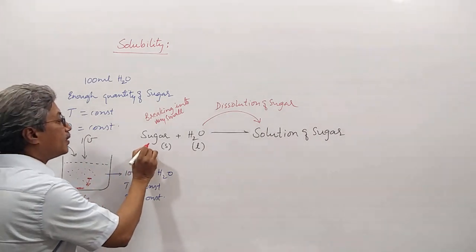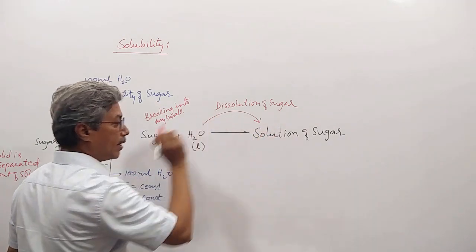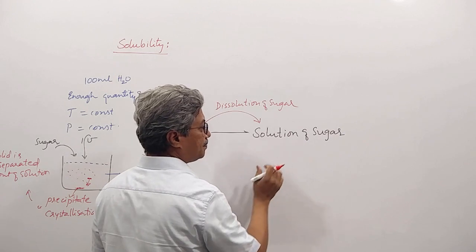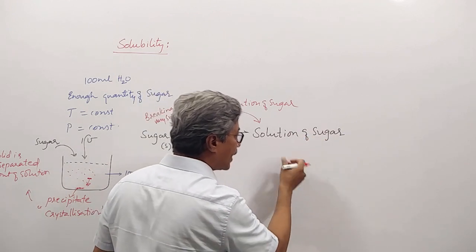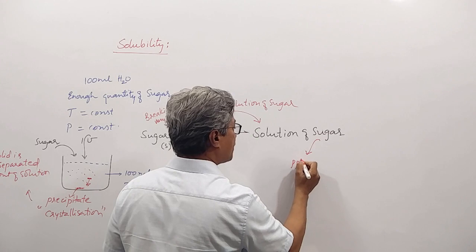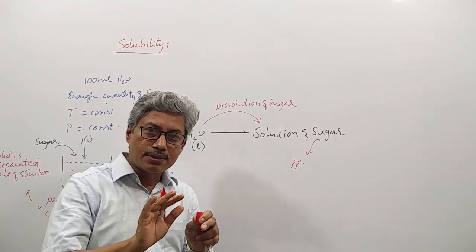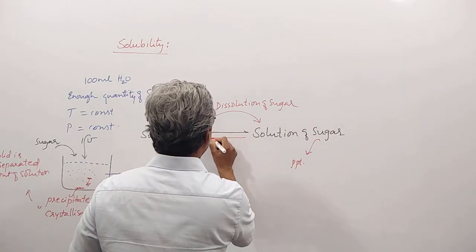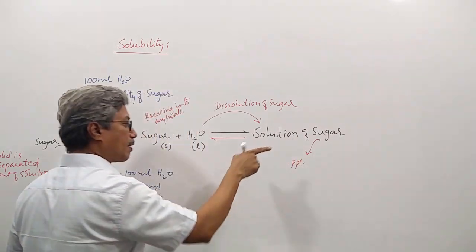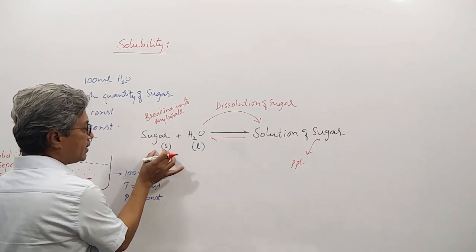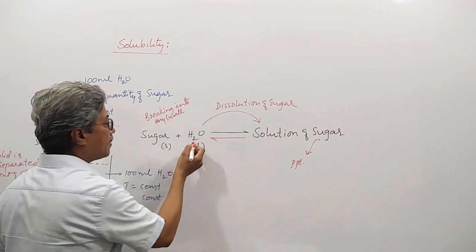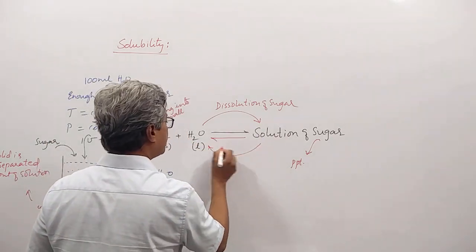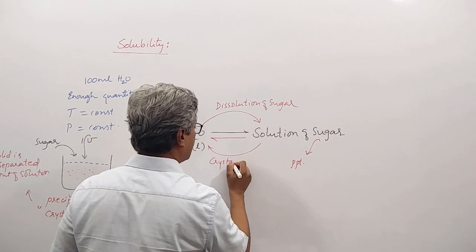See students, solid is dissolved, that is dissolution. Now we have got sugar solution. From the sugar solution, sugar is precipitated. It means from the solution of sugar, sugar is separated. That means sugar is obtained back. That means the solute is separated. This process is called crystallization.